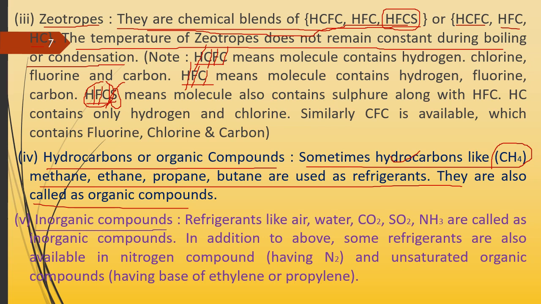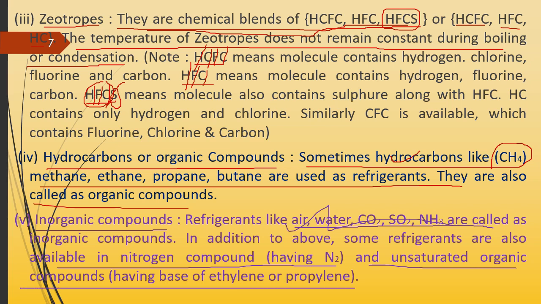If we will go for inorganic compound, what we will observe, instead of going with this CH4, C2H6, we are going with the conventional refrigerant that include air, water, carbon dioxide, ammonia, sulfur oxide, which are inorganic compound. Okay, so if we go for air, water, carbon dioxide, sulfur oxide, ammonia, in that case they are known as inorganic compound. And in addition to above this, some refrigerants are also available with the nitrogen compound and unsaturated organic compound having base of ethylene or propylene.